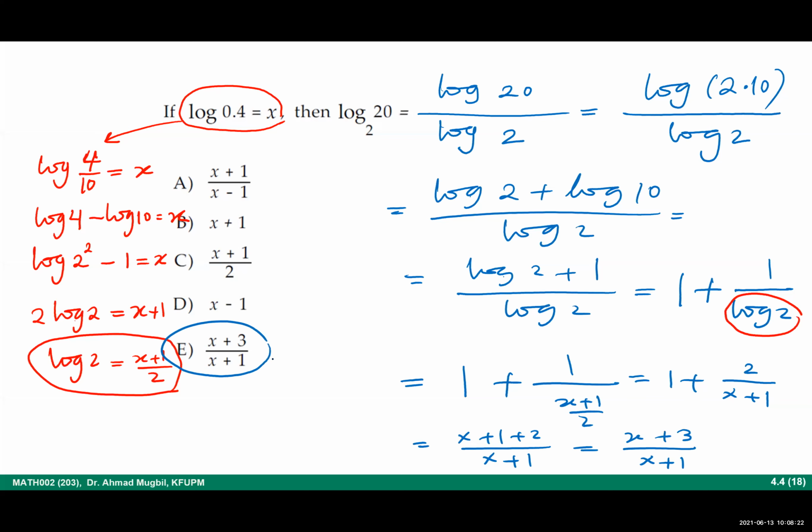Yes. In the first step, you used 10 as a, right? In the change of base formula. Yes, yes. In the change of base formula. When we don't write the base of the log, this is the common logarithm. When we don't write the base, it means that the base is 10.